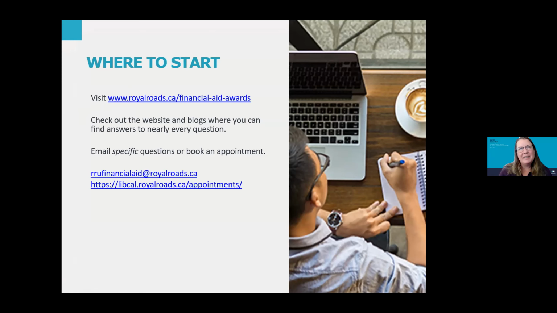I would suggest you don't blindly email financial aid and say, my name is Gwen, and what awards am I eligible for? Because we don't know you. And the awards have criteria that only you know best, what your eligibility is. So we've given that information on our website to empower you to find those opportunities.